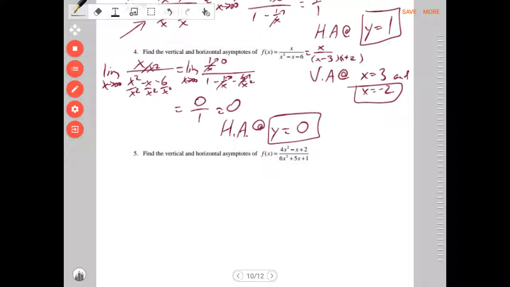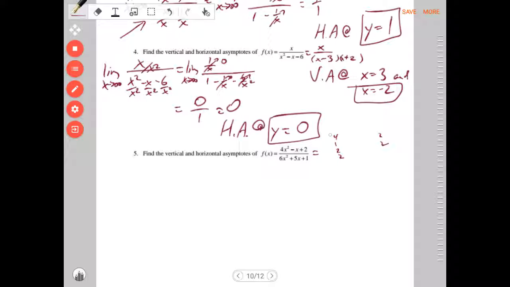Okay, and then our last one. So find the vertical and horizontal asymptotes for these guys. Okay, so how this works is we need to factor the top, we need to factor the bottom. Okay, so let's get started on that. So we have 4, 1, 2, and 2, and then 2 and 2. So factors of 2 that add to negative 1.